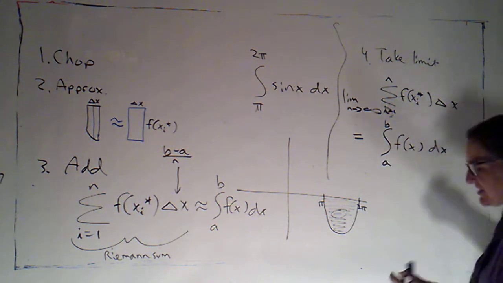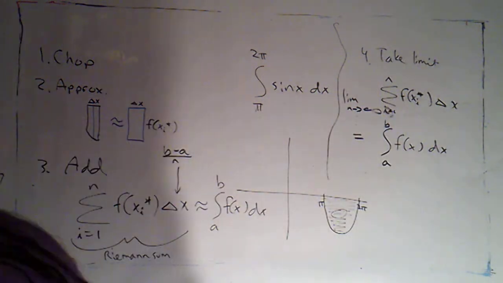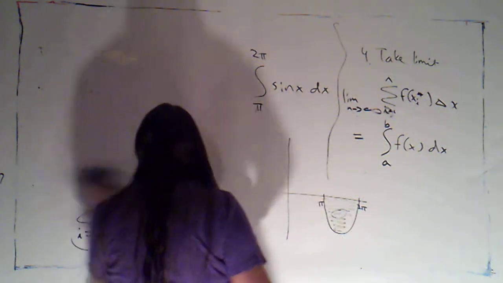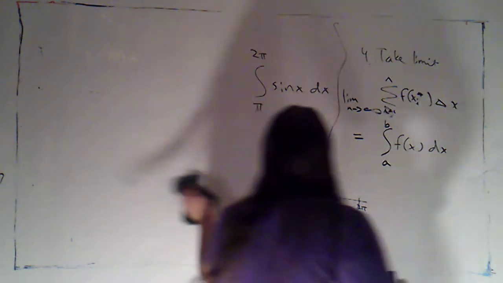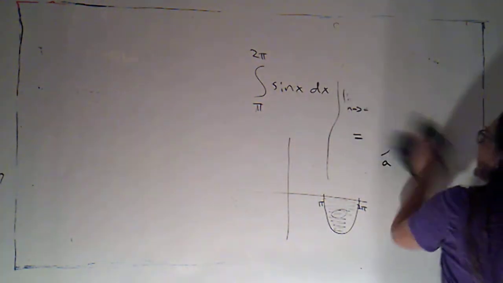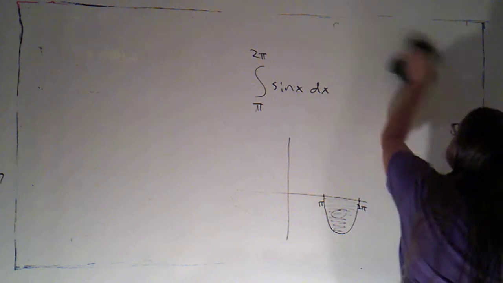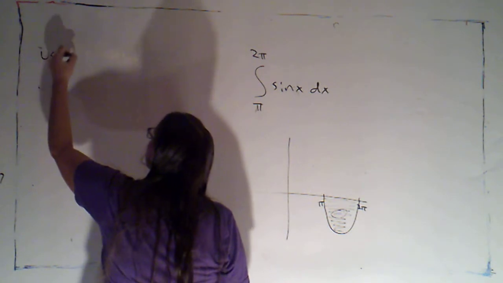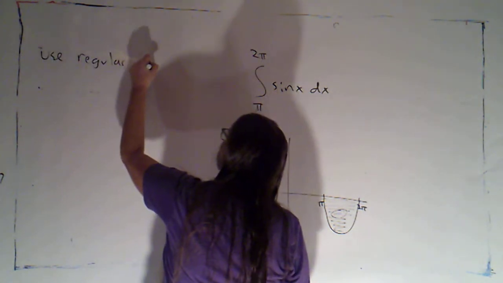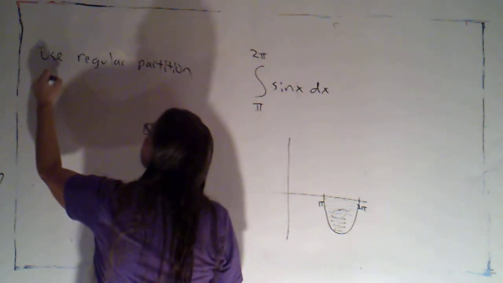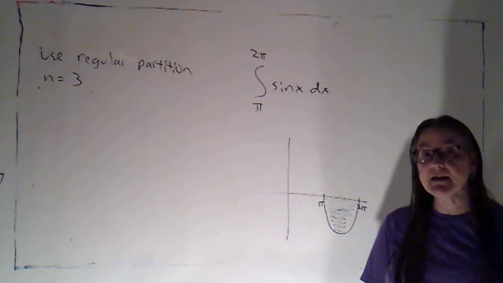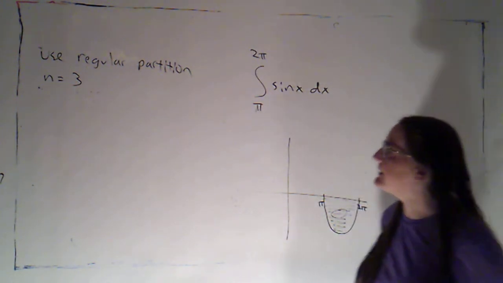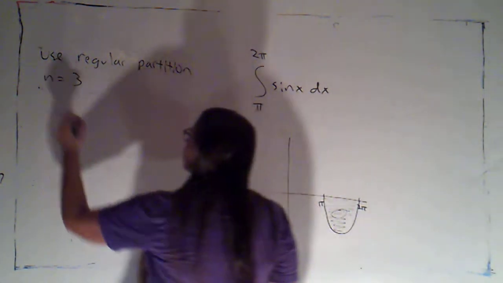Okay, so before we actually do get to taking the limits, let's do a little bit of review of just some finite Riemann sums. So let's try to approximate this integral right here from pi to 2 pi of sine of x dx. I'm going to use a regular partition. I'm going to let n equal 3, so I'm going to chop it up into 3 equal pieces. So I'm going to have 3 signed rectangles whose signed areas I'm adding up. And let's use right endpoints.